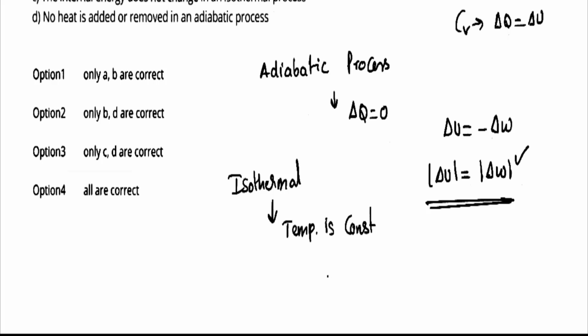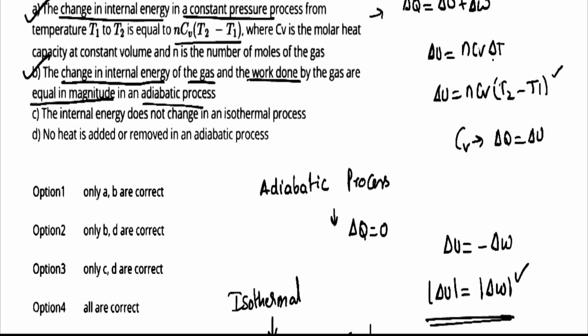So when temperature is constant, delta T, the change in temperature, is 0. So if the change in temperature is 0, we know delta U is equal to nCv delta T.